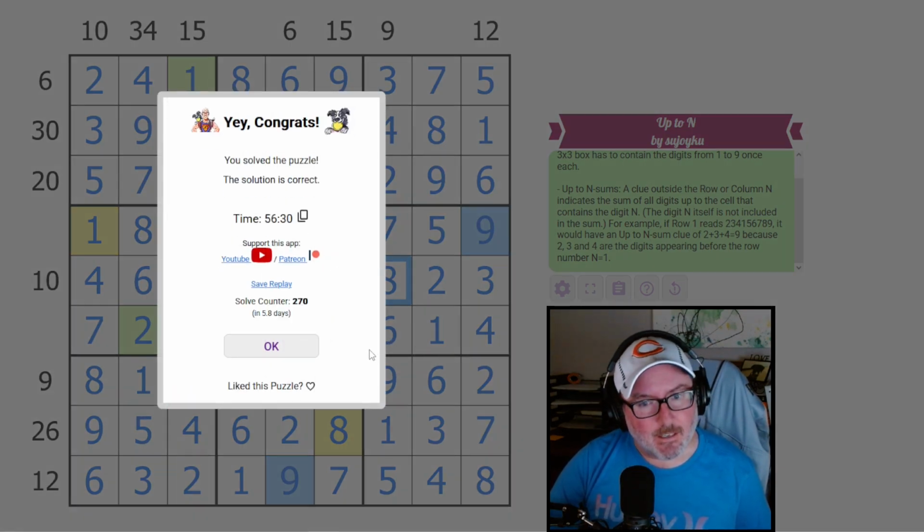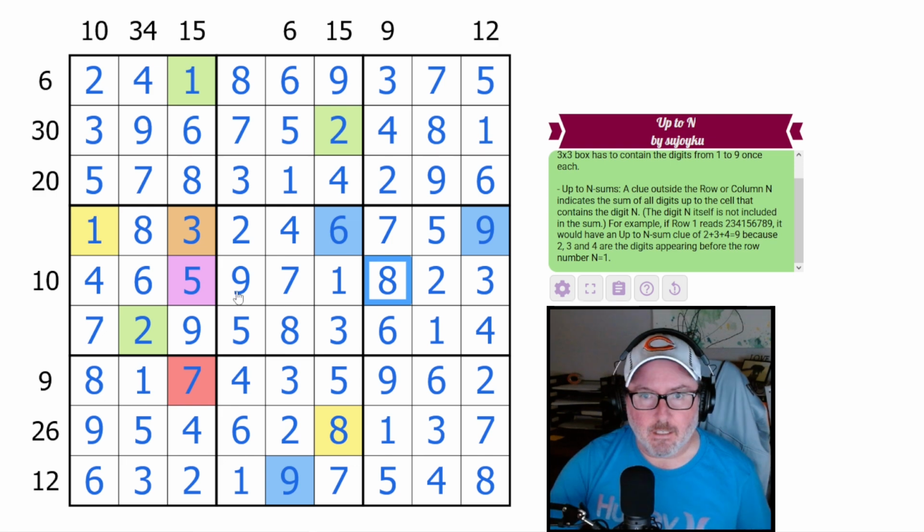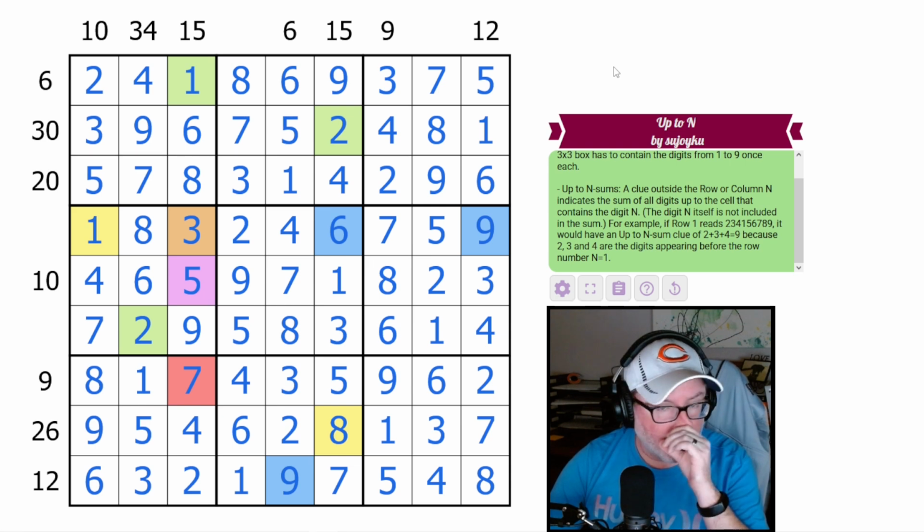Solution is correct. That was a bit of work, and I think, 270 solves in 6 days, it's not a ton. I'm sure there's a lot of people who have had to try to think up how to get into this puzzle, and must have taken them some time, like it has me, to do, but really enjoyed that puzzle.